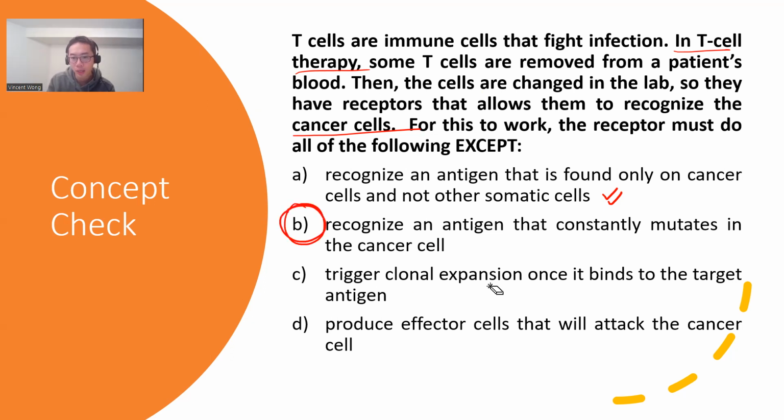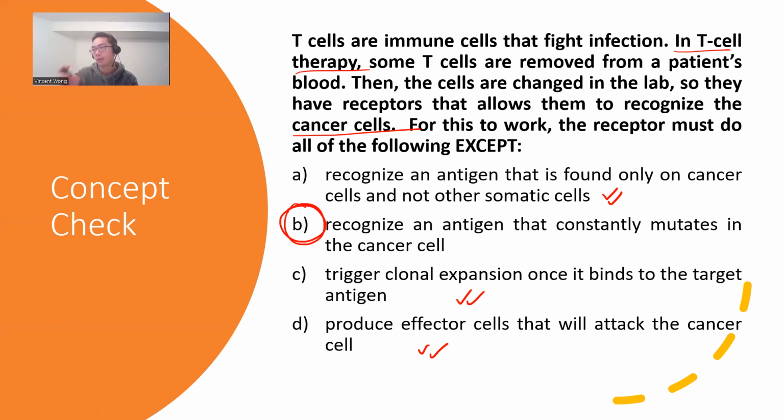Trigger clonal expansion, of course. We need to have a pool of these T cells so that they can specialize later. And of course, produce effector cells that will attack the cancer cells. All right, so this hopefully makes sense.